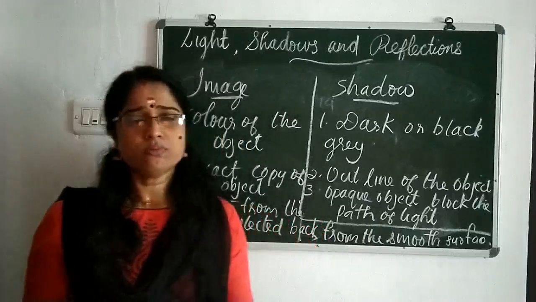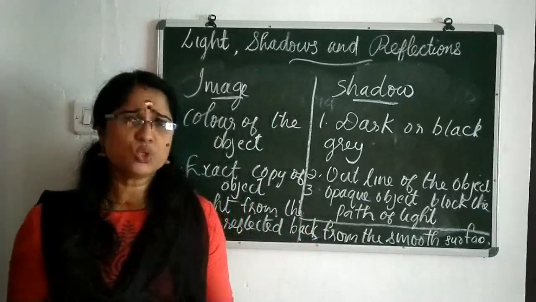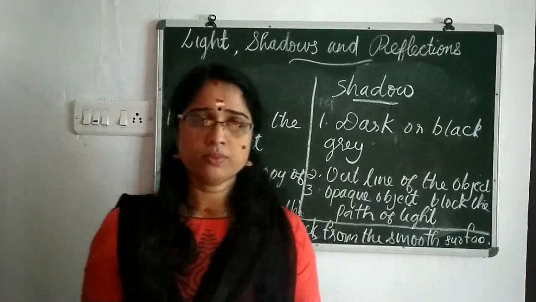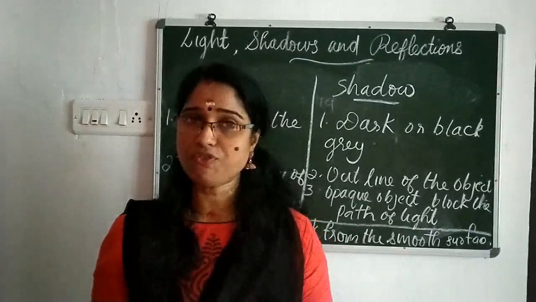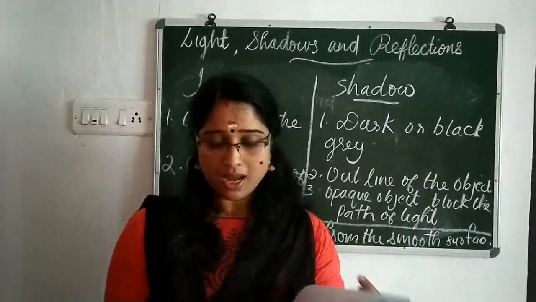Transparent objects allow light to pass through them, so there is no scope for forming a shadow. If light doesn't pass through, what is formed? A shadow is formed. Okay. Next question.